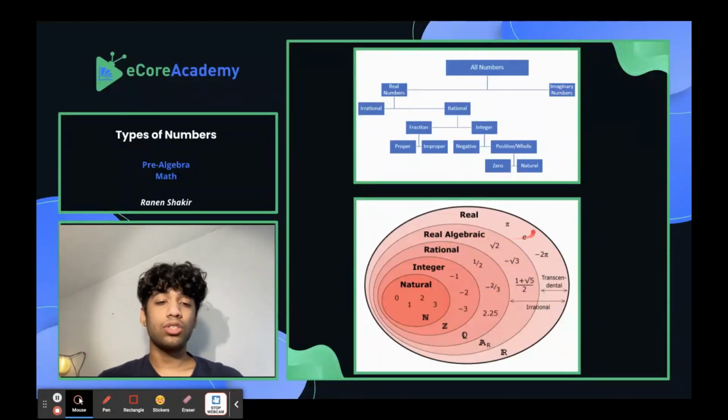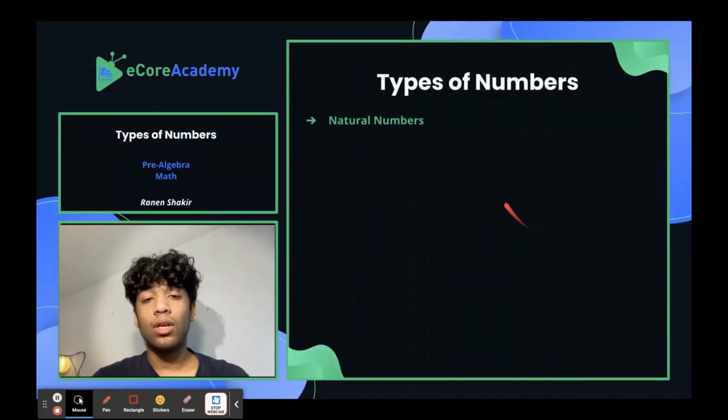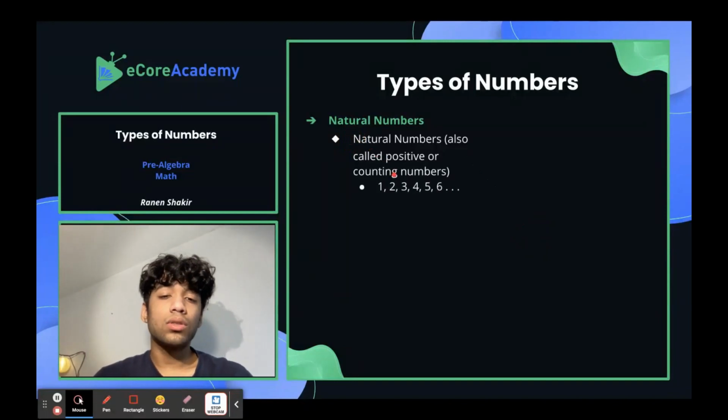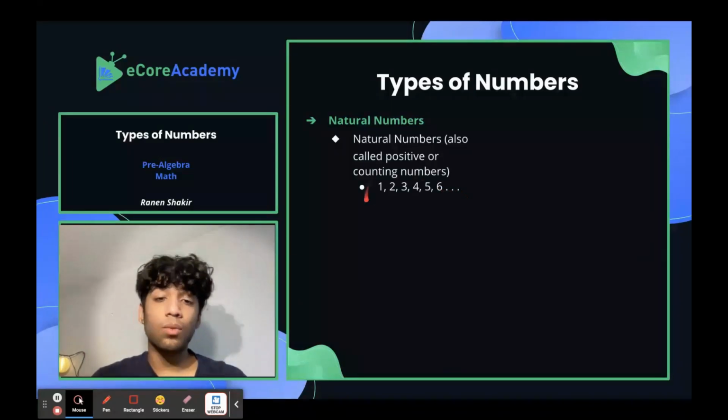So let's start with the most basic type of numbers that we use all the time, which are natural numbers. Natural numbers are also called just positive or counting numbers. These are the numbers that you count when someone tells you to count to 10. You count 1, 2, 3, 4, 5, 6, 7, 8, 9, 10, and on and on and on. So these are what natural numbers are.